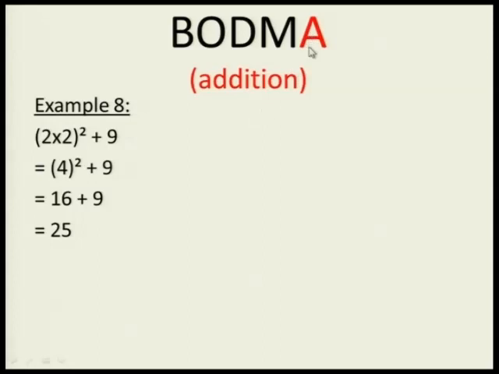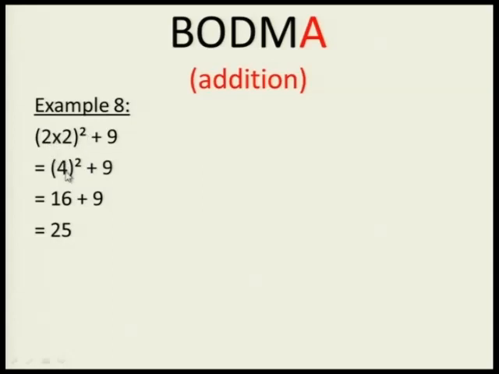After multiplication, we have to do addition. So let's see. Here we've got a sum, 2 times 2 in brackets squared plus 9. Remember, BODMAS says brackets first. If they're brackets, we have to do them first. And you do what's inside the bracket before you square.